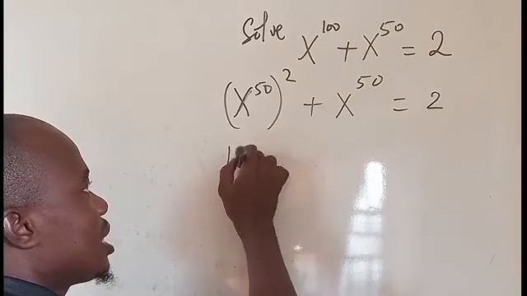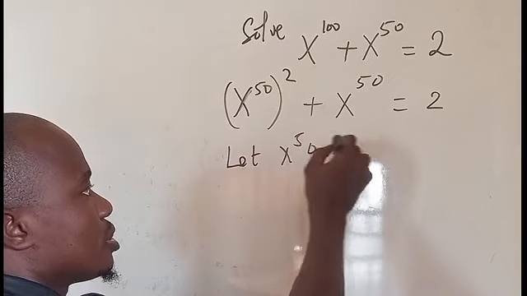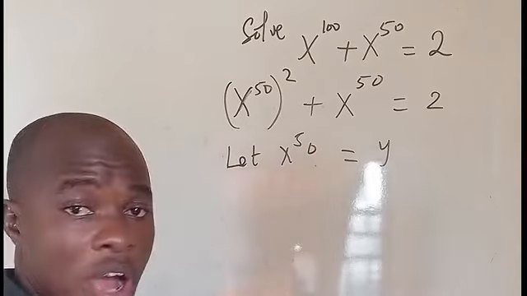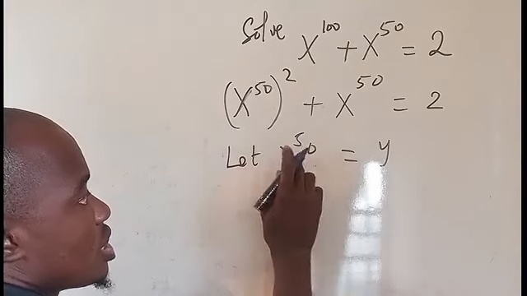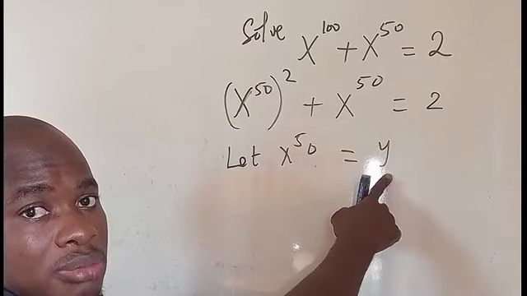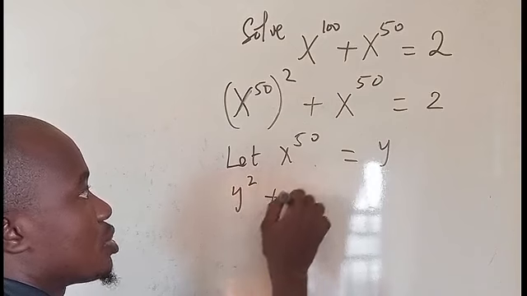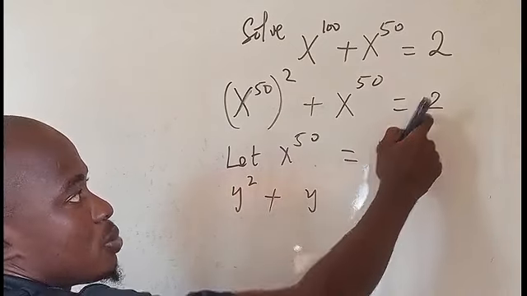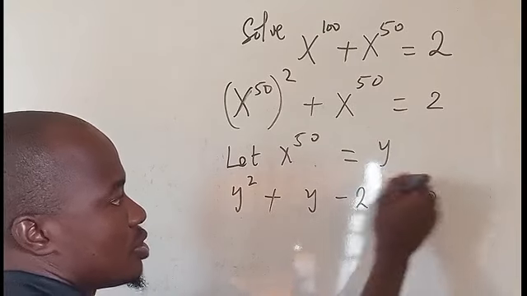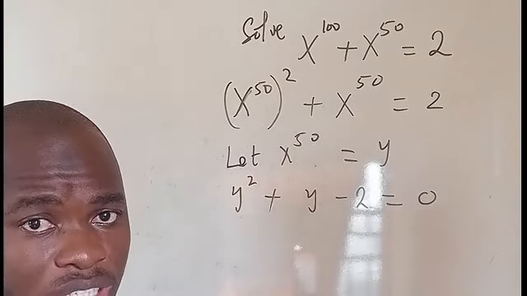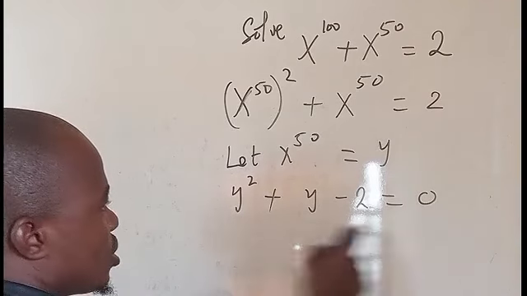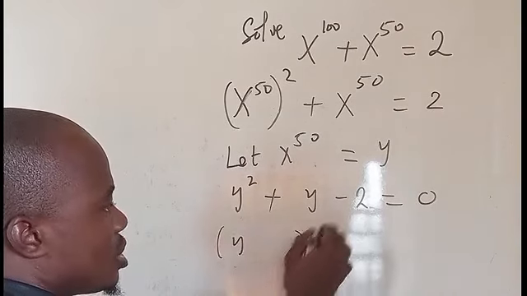So let x to the power of 50 be a variable, y. So therefore, anywhere you see x to the power of 50, you replace it by y. Alright, so this is going to be y squared plus y. Let's transpose the 2 to the other side. We are going to have this. So now this is a quadratic equation in terms of y. So therefore here, we are going to factorize this.